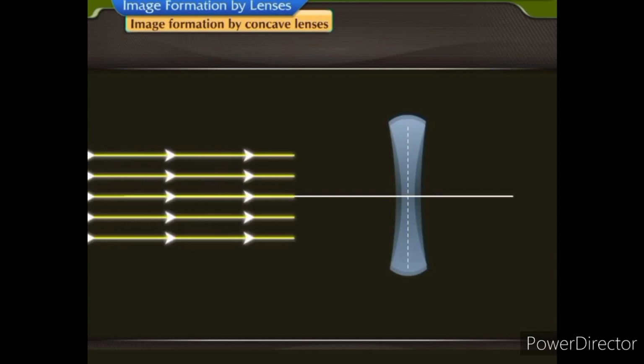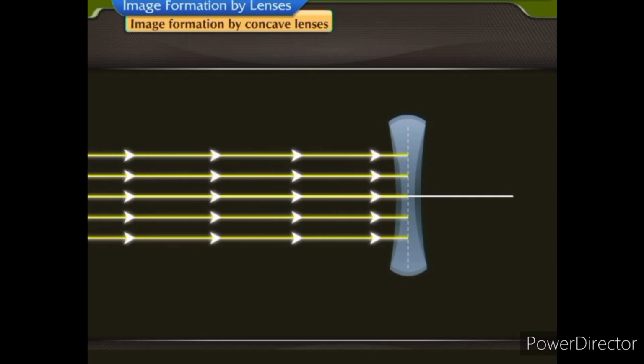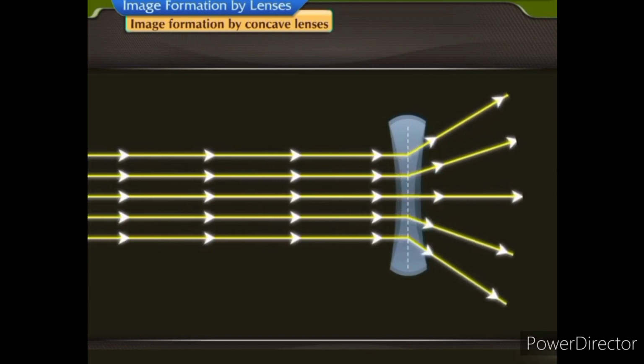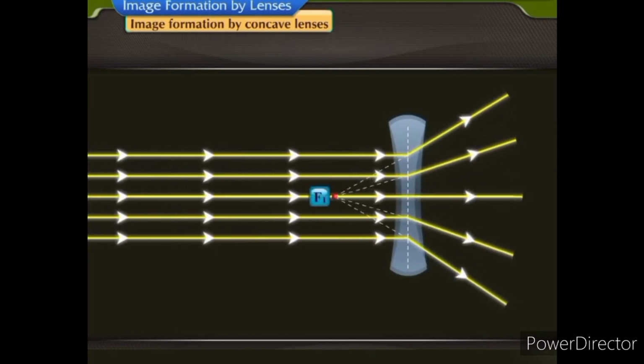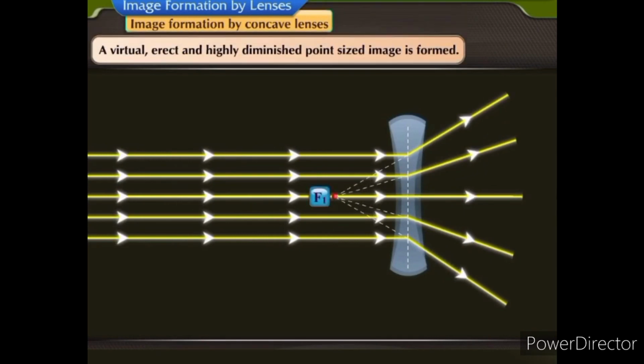If the object is placed at infinity, the rays coming from the object are such that they are parallel to the principal axis of the concave lens. The rays appear to diverge from the focus F1. Thus, a virtual, erect, and highly diminished point-size image is formed.